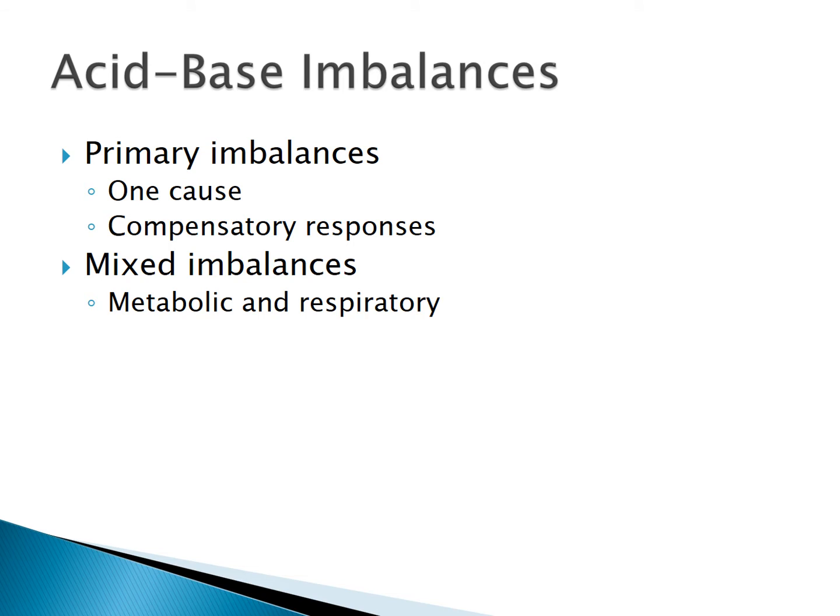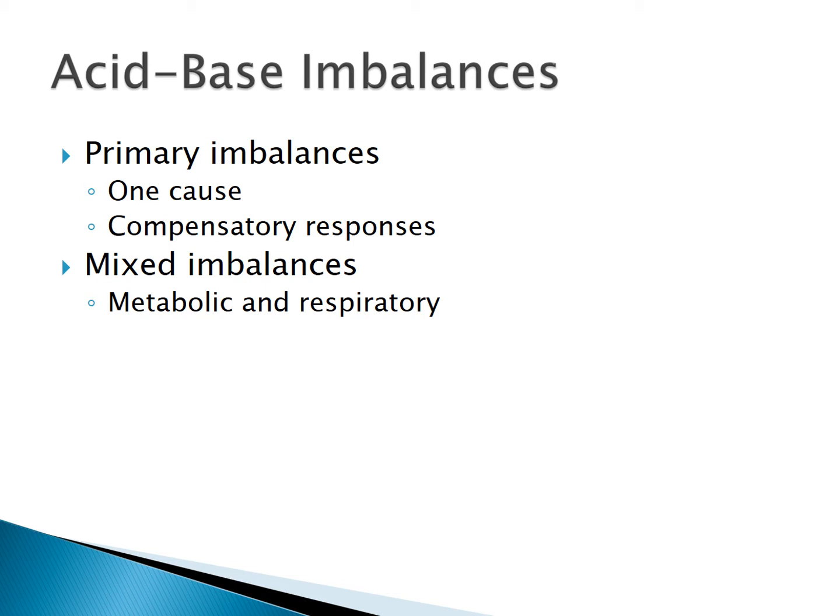Primary or simple imbalances are usually due to one cause. One cause can be respiratory failure, which will cause respiratory acidosis, or renal failure, which can cause metabolic acidosis. To keep your pH in normal range, there may be a compensatory response, and this you're actually going to go more in depth in Nursing 281.